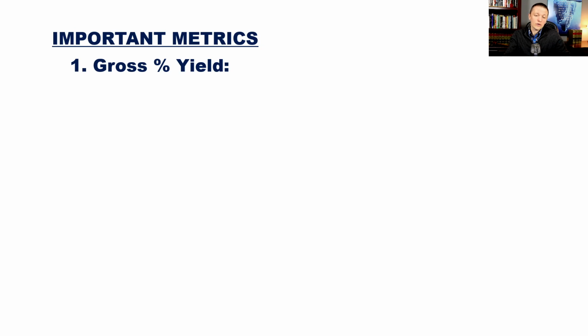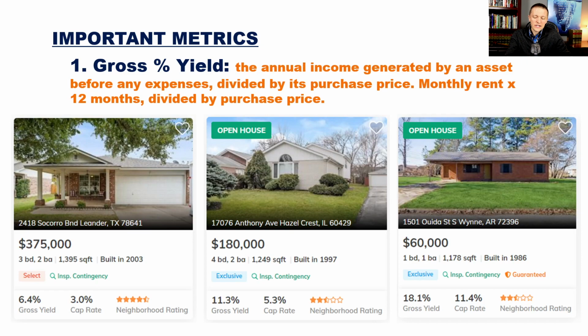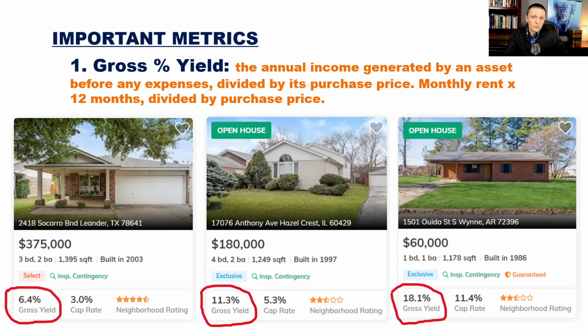The first one is gross percentage yield, and that is simply the annual income generated by an asset before any expenses, divided by its purchase price. So monthly rent times 12 months divided by the purchase price. And when you see the gross yield on the listings, it is essentially taking the gross rent that the property is producing and dividing it by the asking price.